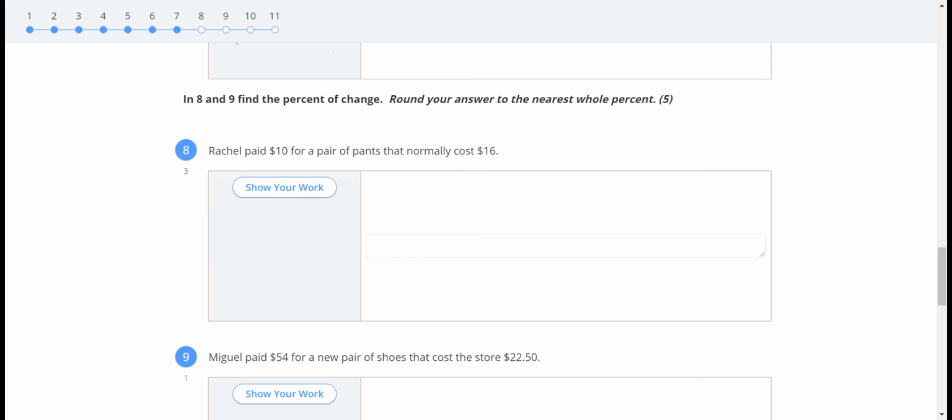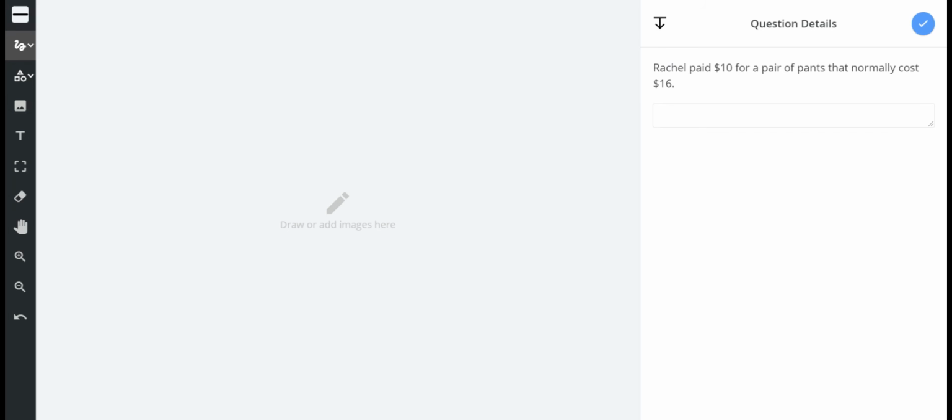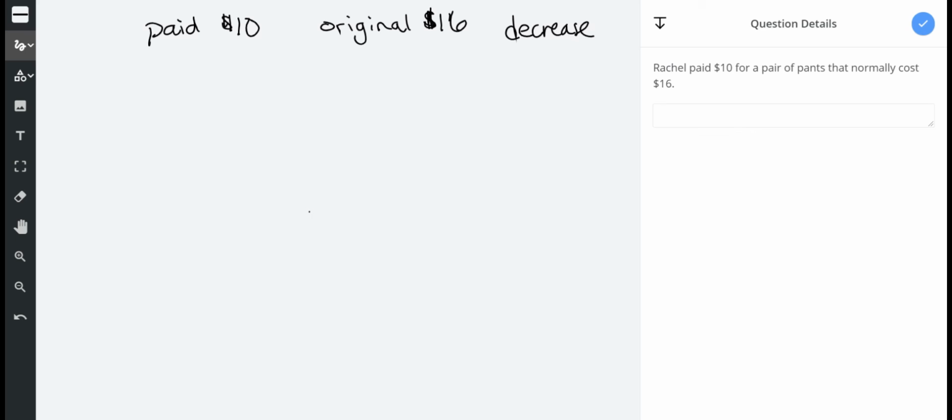Number 8 and 9, the directions say find the percent of change, round your answer to the nearest whole percent. So Rachel paid $10 for a pair of pants that normally cost $16. She paid $10 and the original or normal cost is $16. So this means that this is a decrease because the new amount is $10 and the original amount is 16.